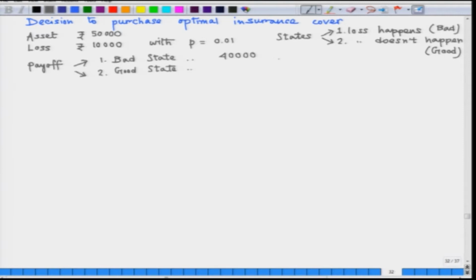In the case of bad state, there will be a loss and our individual will be left with rupees 40,000, but then in that case the insurance company will give him the insurance coverage money. Let us assume that K is the insurance coverage. We do not know the value of K, actually we have to find that K. But it does not matter whether loss happens or not, this person has to pay premium to the insurance company, and theta is basically the rate of premium.